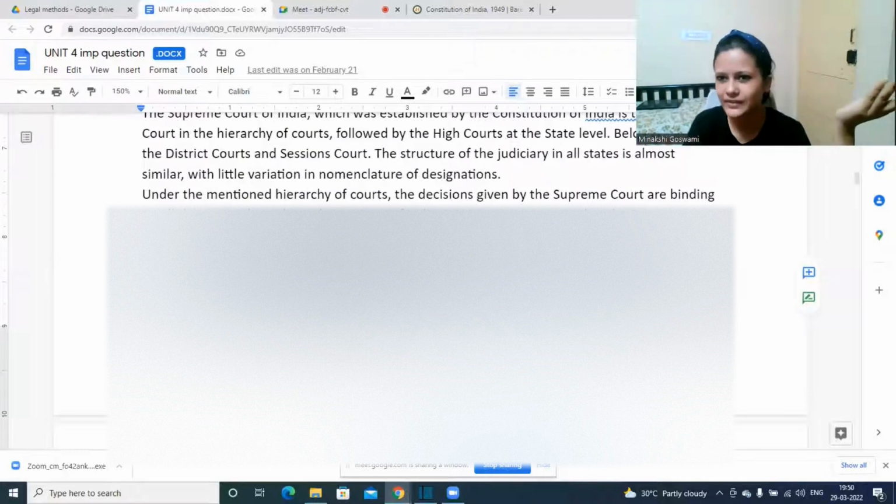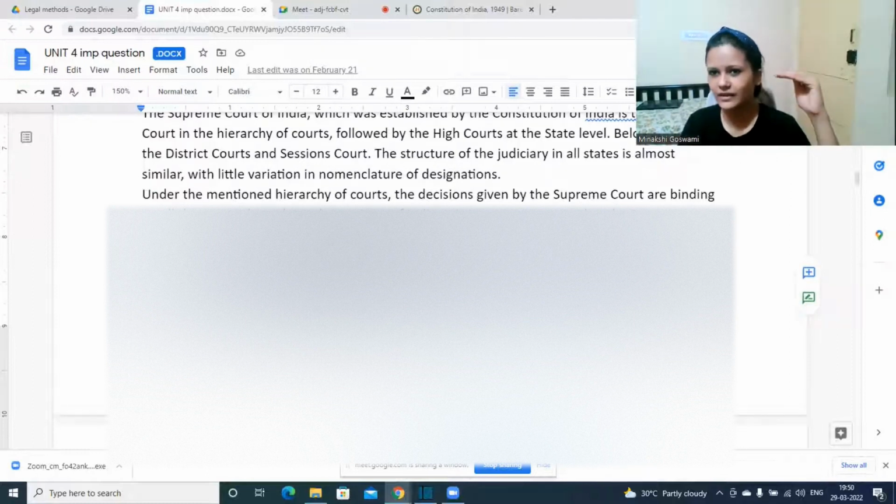Take for example, the recent issue of wearing the burqa in schools along with the school uniform, whether it should be allowed or not. The Karnataka High Court said that it's not a mandatory part of religious practice, so they can skip that and wear the normal uniform. When the Karnataka High Court has said that, it becomes binding on all the subordinate courts. If another person files a similar case in a subordinate court, say a magistrate court, it would be bound to follow that particular decision.